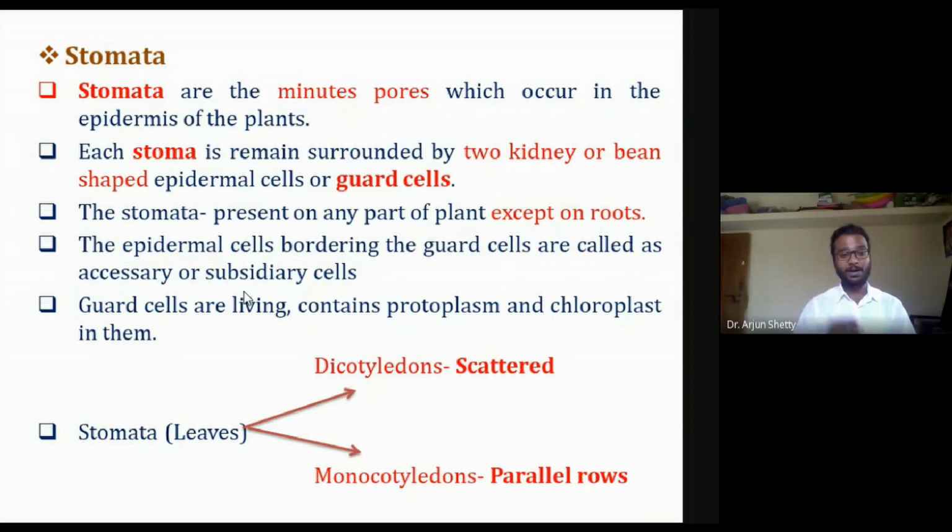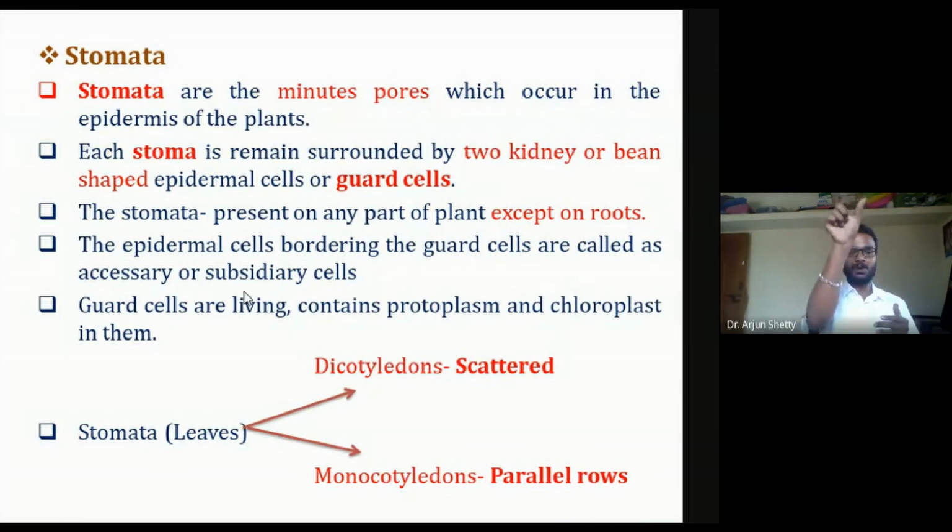Now coming to the distribution of stomata, in the dicotyledons it is quite scattered, irregularly distributed here and there. There is no actual pattern of distribution of the stomata in the leaves of dicotyledons, whereas in the monocotyledons they are arranged in a parallel pattern.